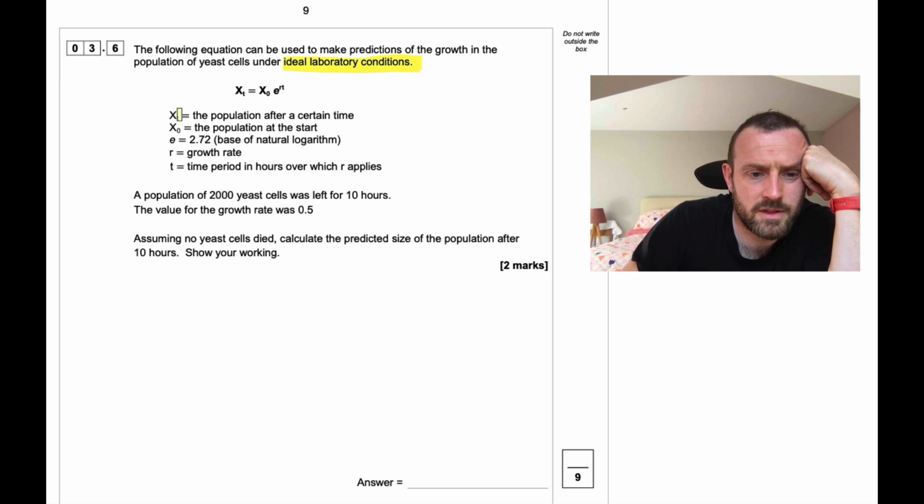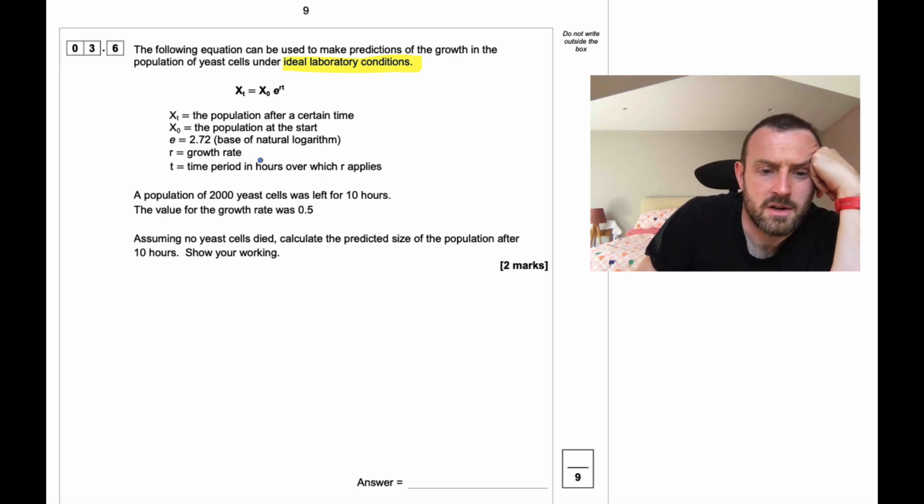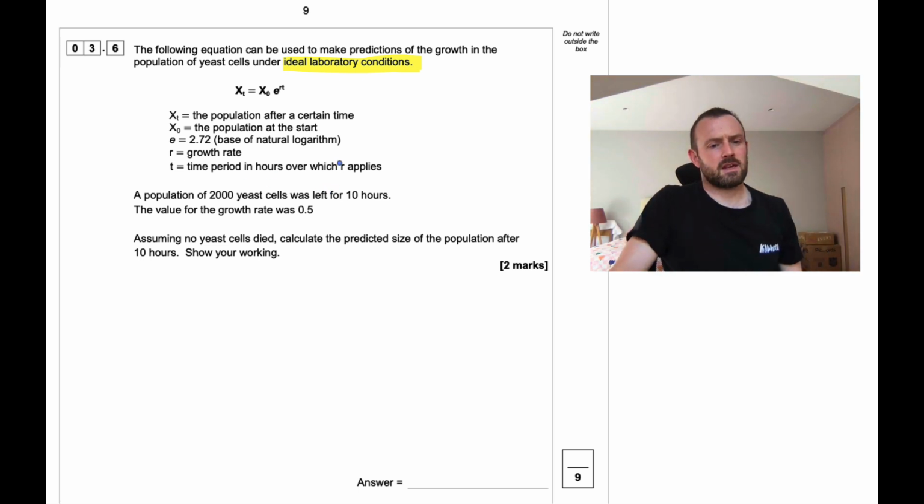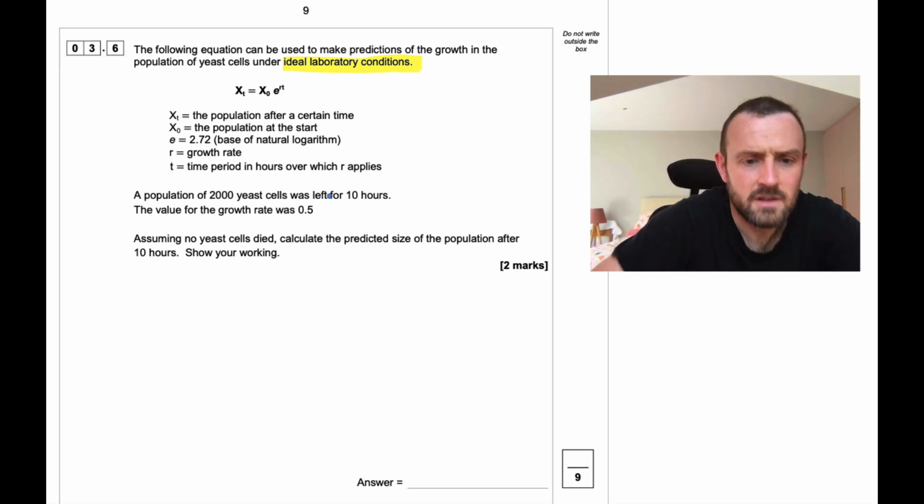All right, what are the things here? Okay, xt, the population after a certain time, so that's probably what I'm going to need to work out. x0, the population at the start. e, base of natural logarithms. r, growth rate. t, time period in hours over which r applies.